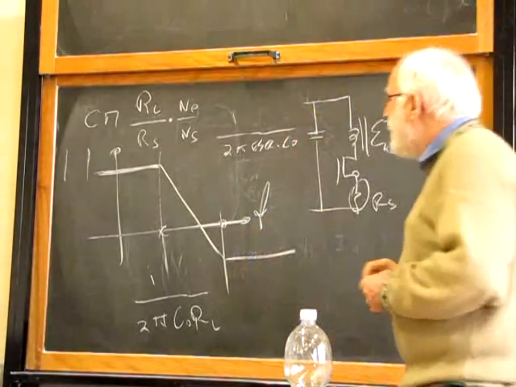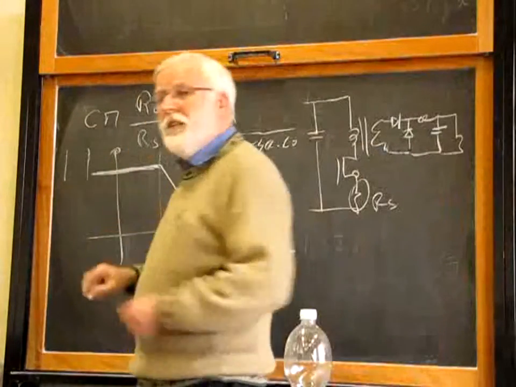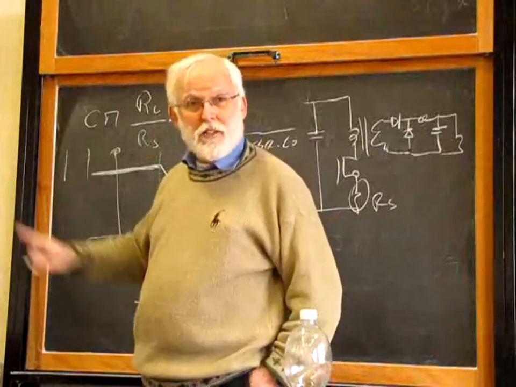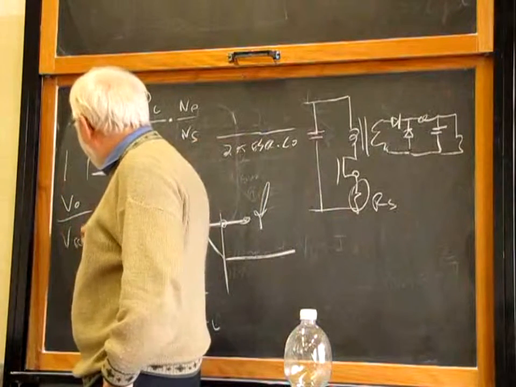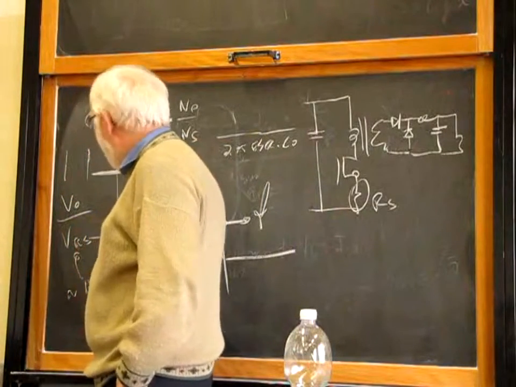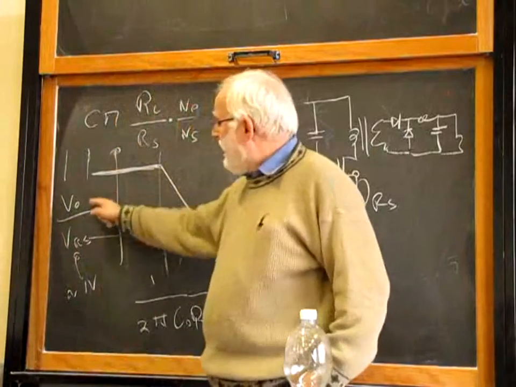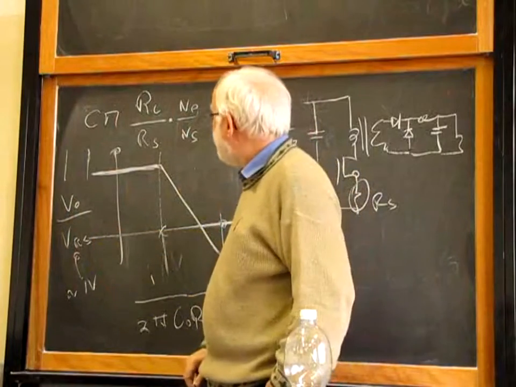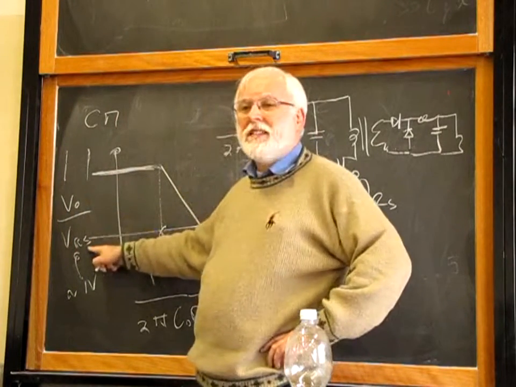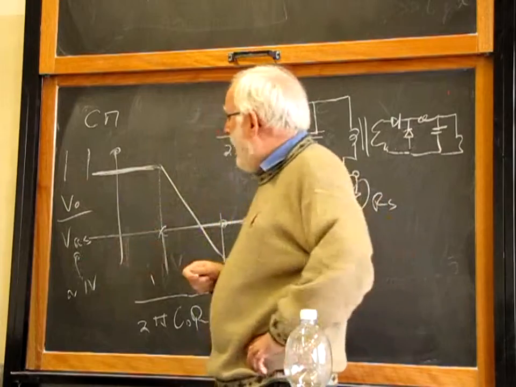In any case, a quick and dirty evaluation of this gain is V naught divided by VRS. This VRS is about 1 volt, and so your gain is this one, basically. This is just a check. But we know that VRS is the good thing.